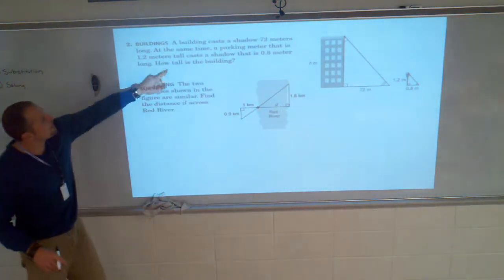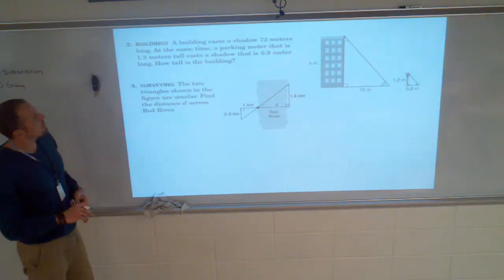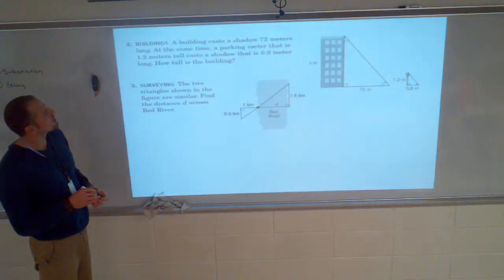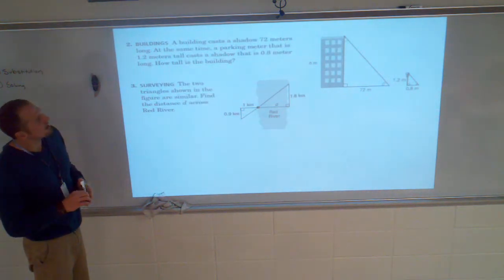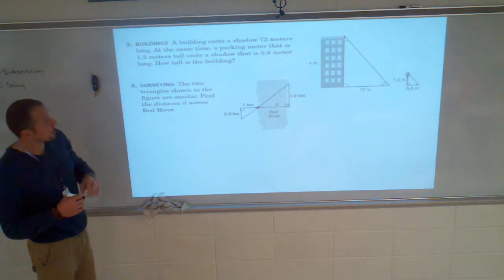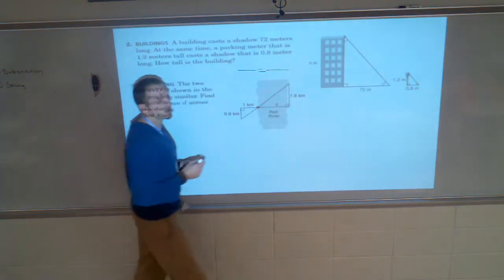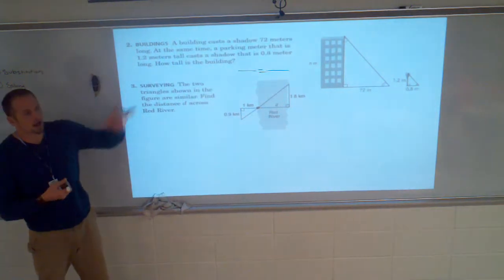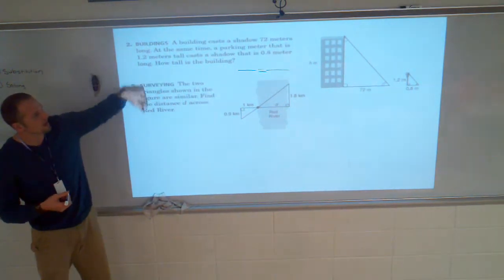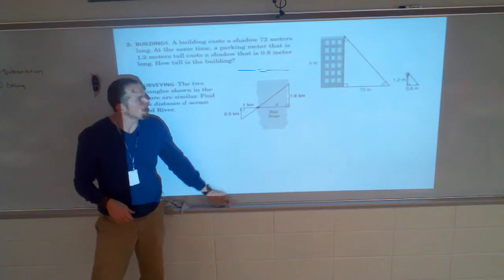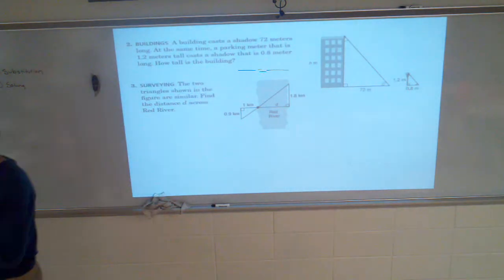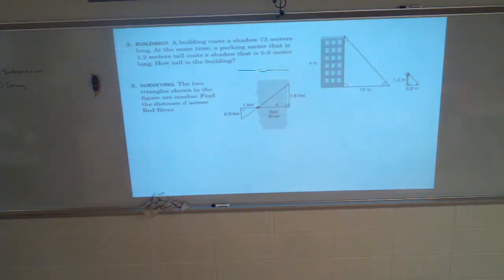All right. Number 2. A building casts a shadow 72 meters long. At the same time, a parking meter that's 1.2 meters tall casts a shadow that's 0.8 meters long. How tall is the building? Set up a proportion. Keep your numbers together that go together, and keep your shadows on the bottom. Figure out the height of that building. What is the height of that building?